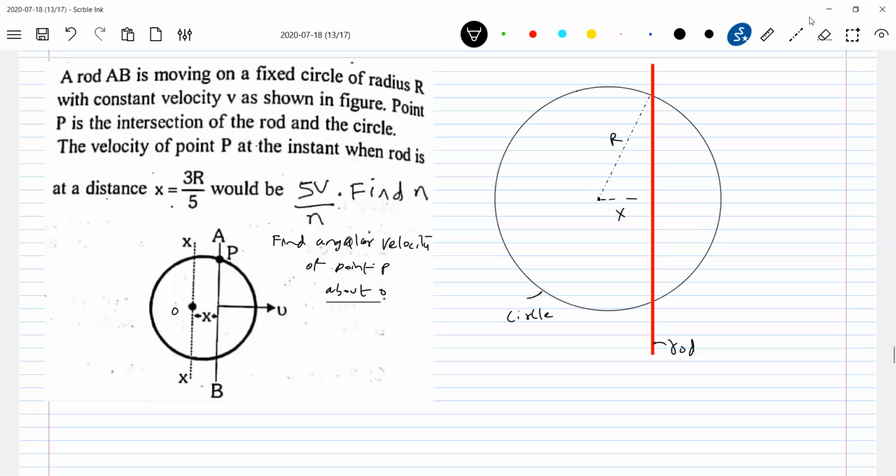And what is the state of the rod? I'm going to move it with a constant velocity, and there's a point P. I think now you can make it out. So let this be Y. As you move the rod, what happens to X and Y? They are going to vary, no? But what happens to R for different positions? It will remain the same.